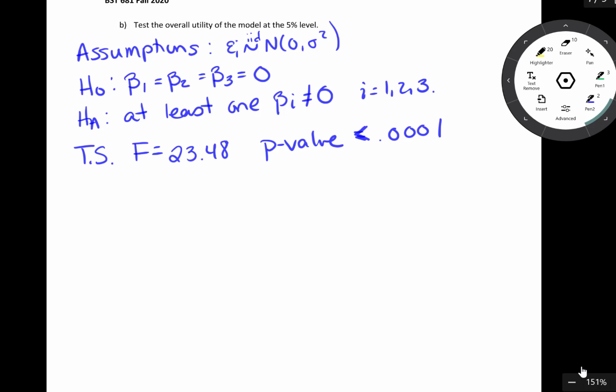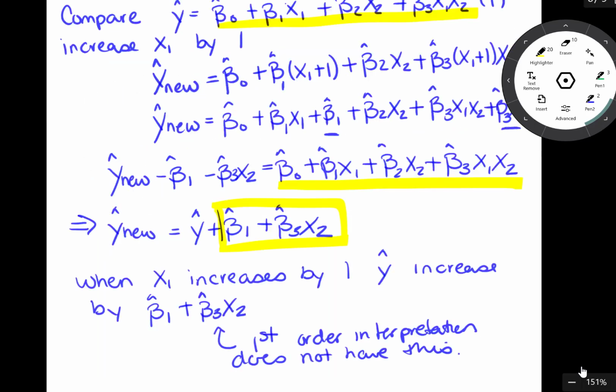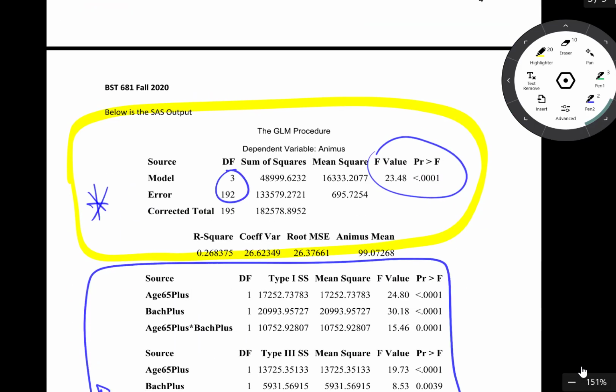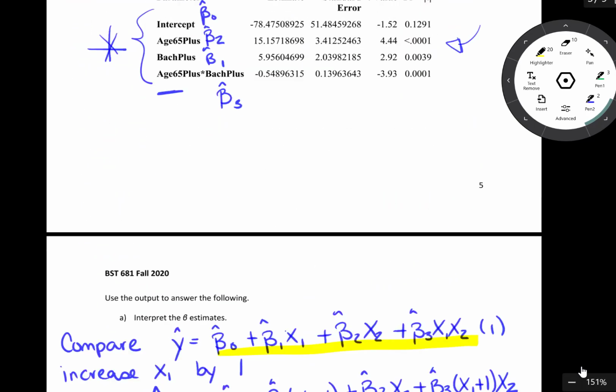Now, one thing to notice is in a publication, whenever reporting F values or F test statistic values, it's always a good idea to include your degrees of freedom with those. So you will often see that. So let's go back up to our output. If you're going to report this for a publication, remember here are your degrees of freedom. So your numerator degrees of freedom are 3, and your denominator is 192.